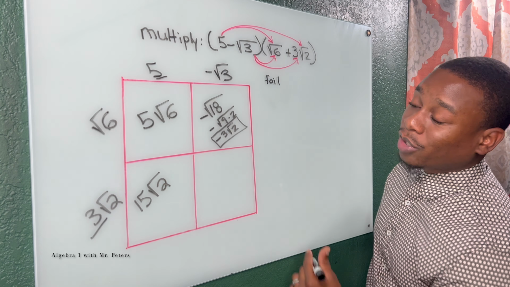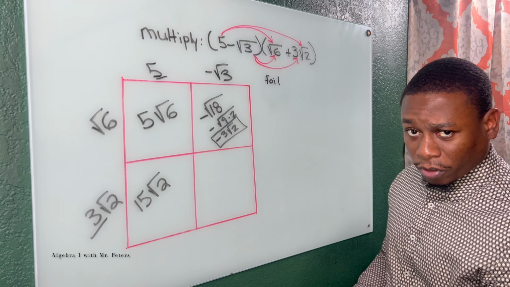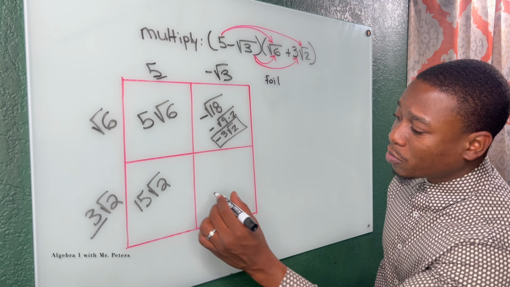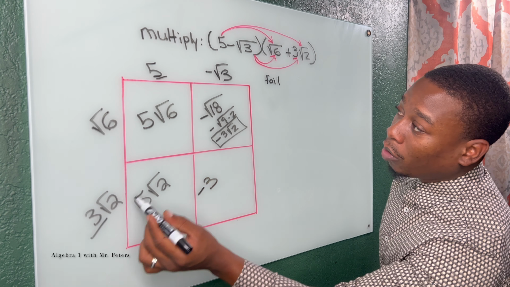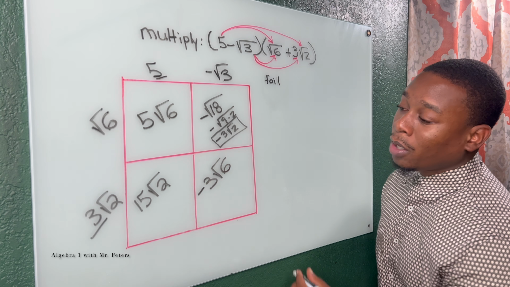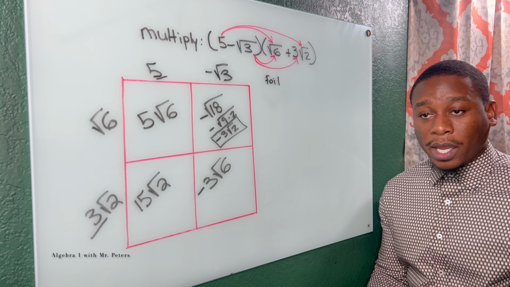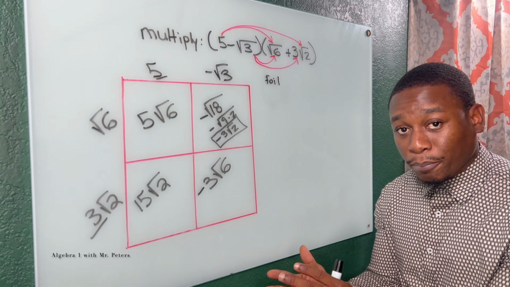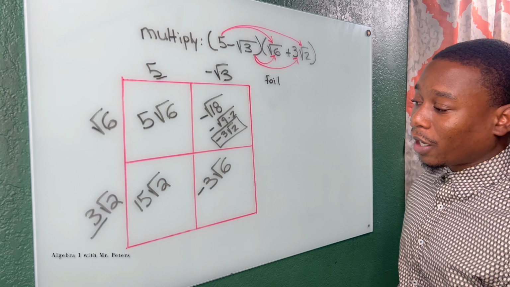Then I go to the last term. If there's no number in front, it's just 1. So 3 times negative 1 is negative 3. Radical 2 times radical 3 gives me radical 6. Now at this step, we've multiplied. There's no radicals for us to simplify, so now we're just going to add like terms.